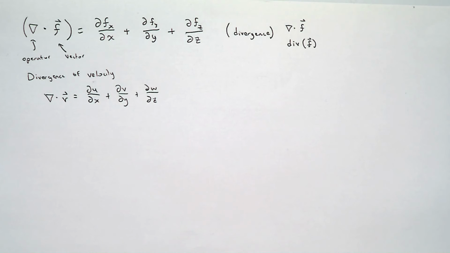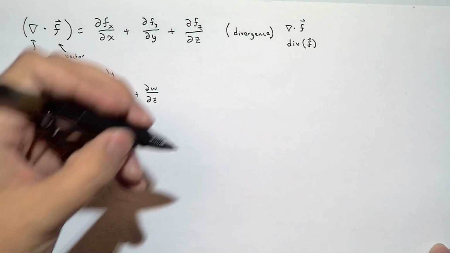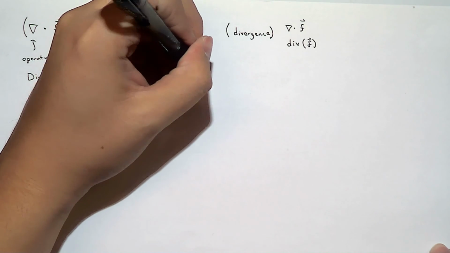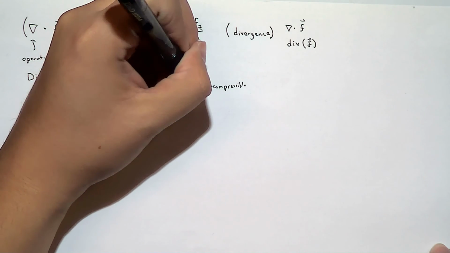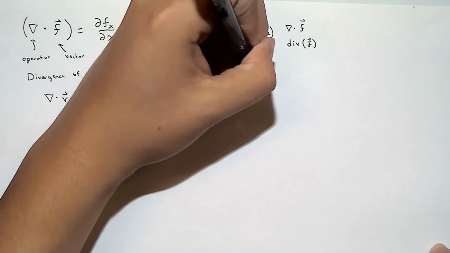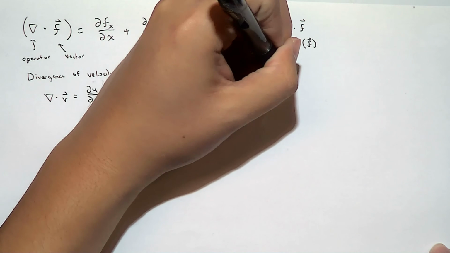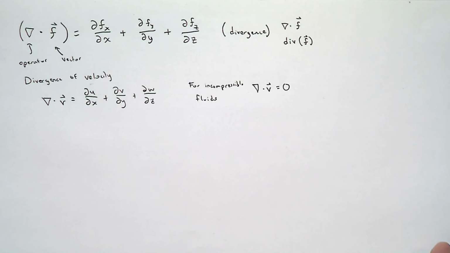No, right? They're incompressible. They do not compress. So if an incompressible fluid does not deform, what is the divergence of the velocity of an incompressible fluid? Zero, because there is no deformation. So if there is no deformation for incompressible fluids, the divergence of the velocity field should be zero.